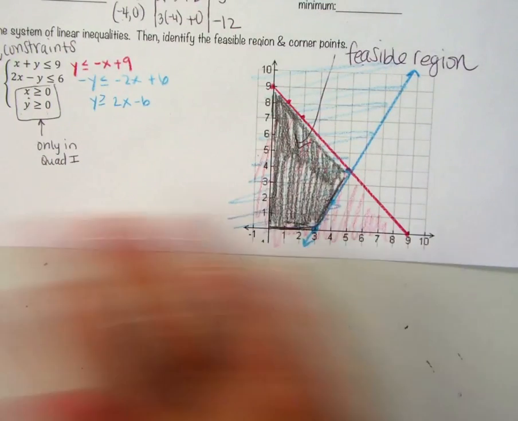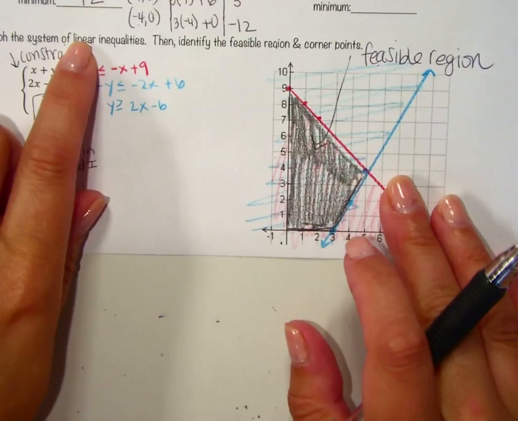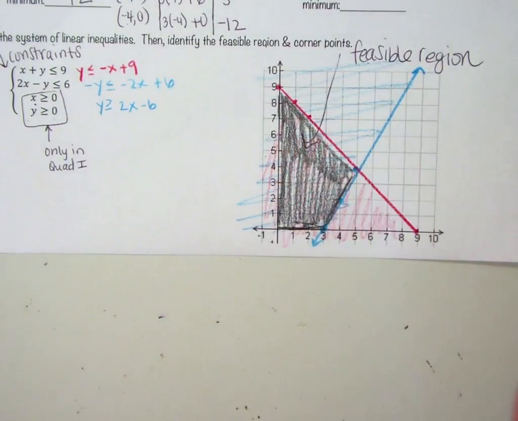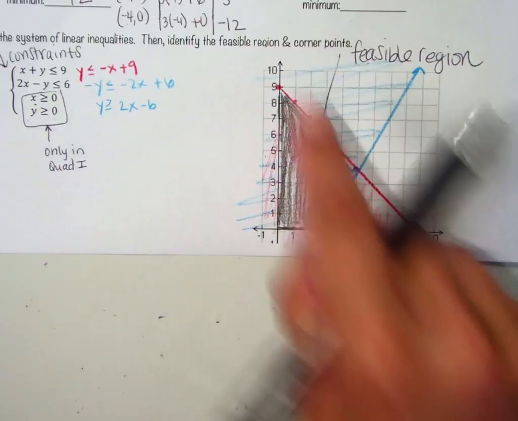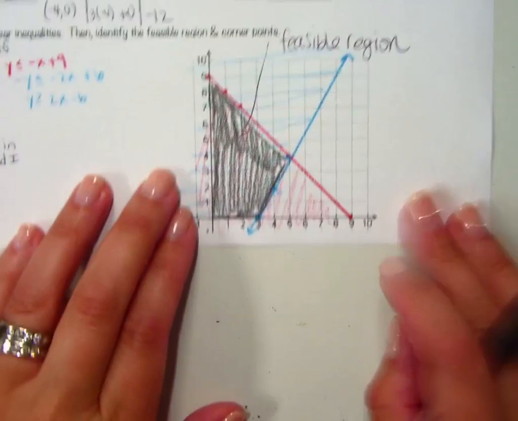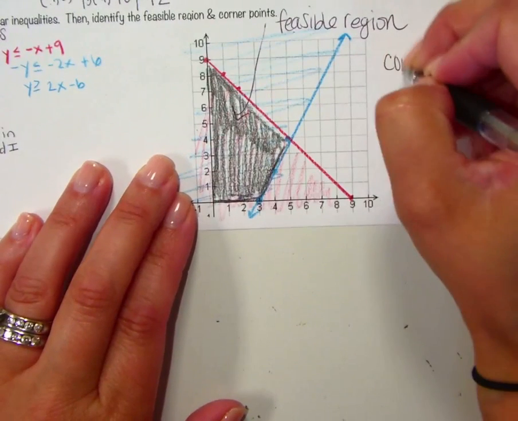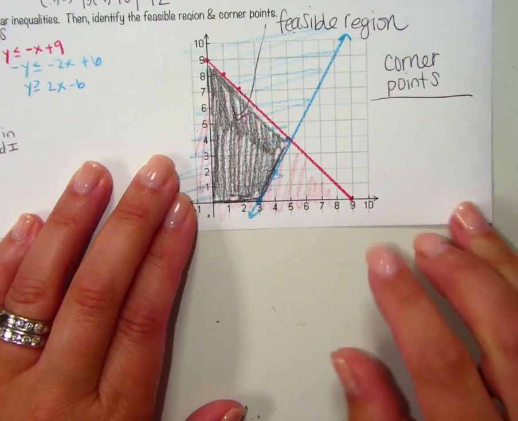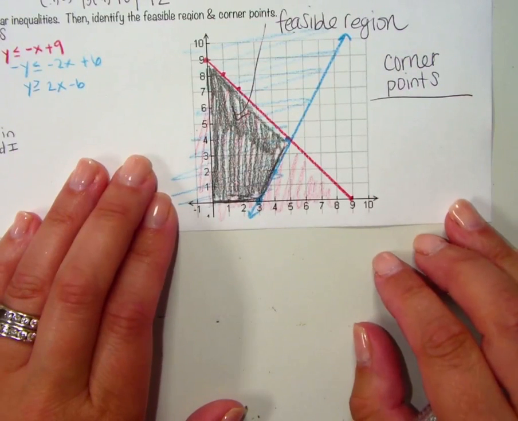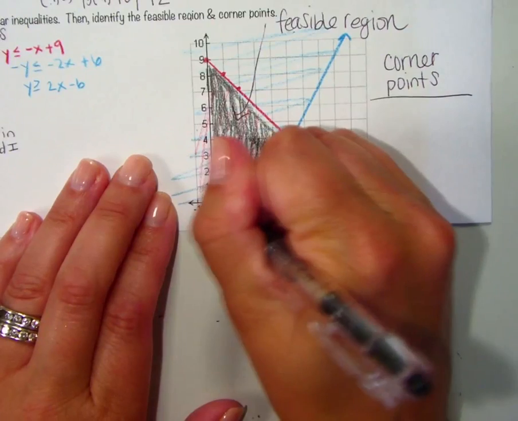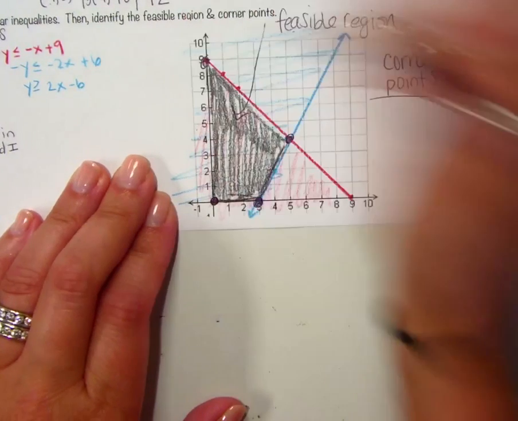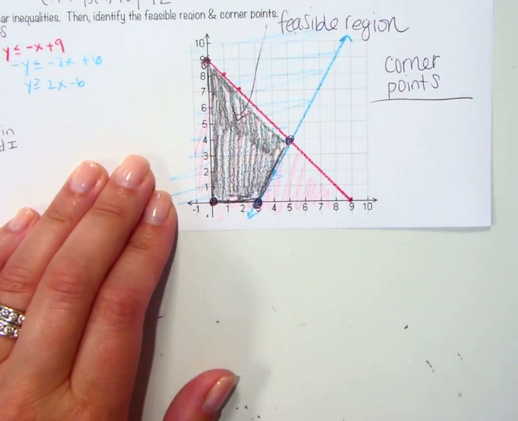So we've done 2 of 3 things that we were asked. We graphed the inequalities, we identified the feasible region, and that's just a matter of showing your graph. And then we have to identify the corner points. So that's just a matter of making a list here. And again, the corner points are just the corners, or the vertices, of that quadrilateral.